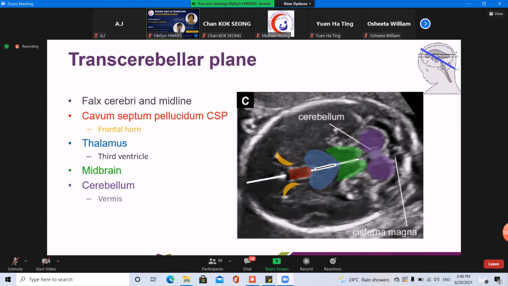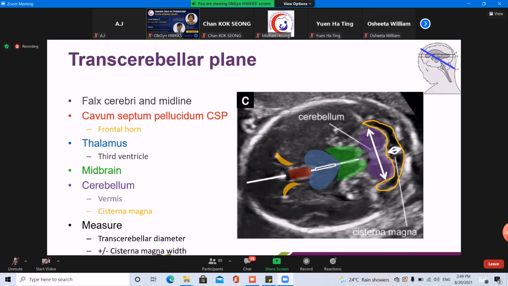And the most important area is this area here, where we examine the cerebellum, which is composed of two cerebellar hemispheres and also the vermis in between. And then the space behind the cerebellum is what we call the cisterna magna. In this projection, we would measure the transcerebellar diameter from outer to outer. And if the cisterna magna is abnormal, then we would also measure the size of the cisterna magna from inner to inner.